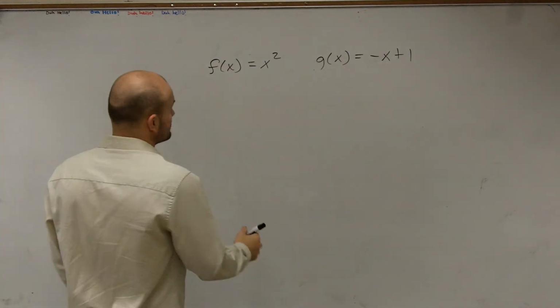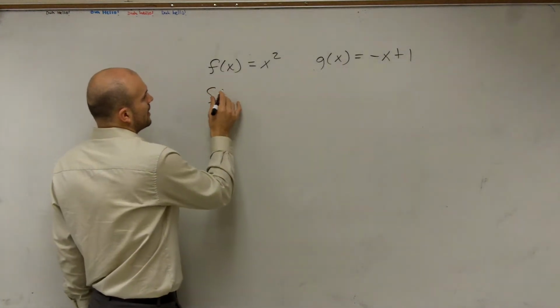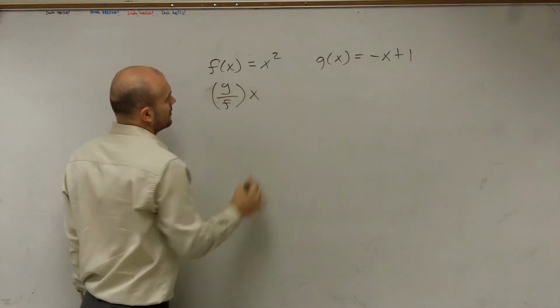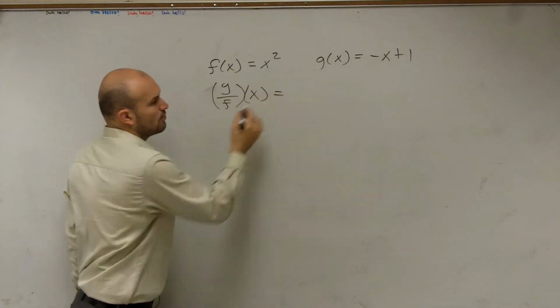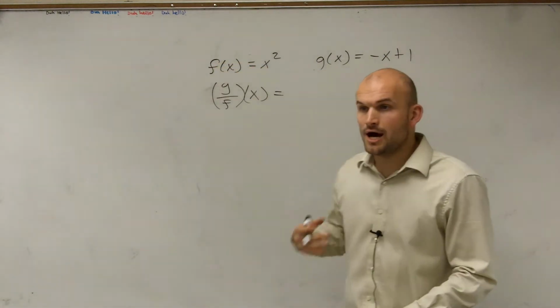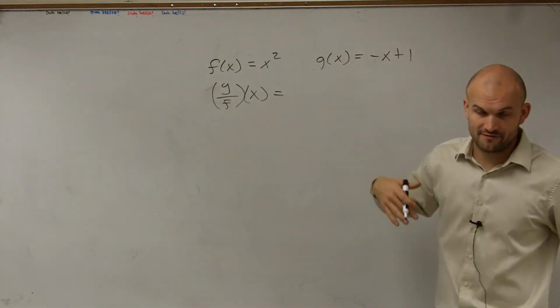So the next one is simply let's do g of f of x. So what would that one look like? Well, on the first one, I had f divided by g of x. Now, I'm doing g of f of x.